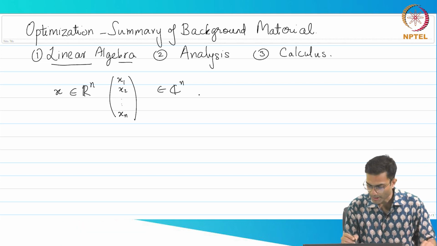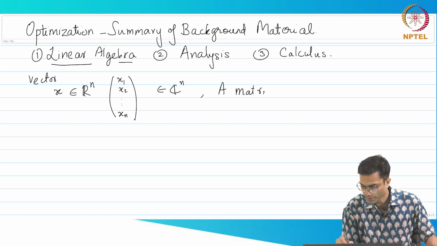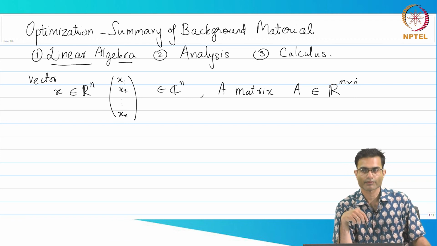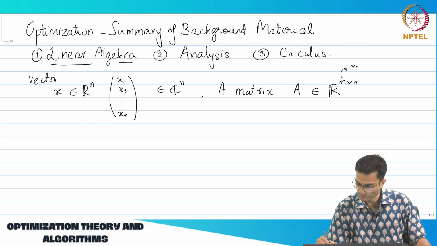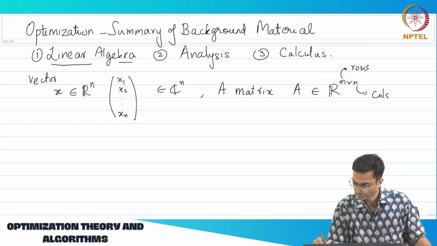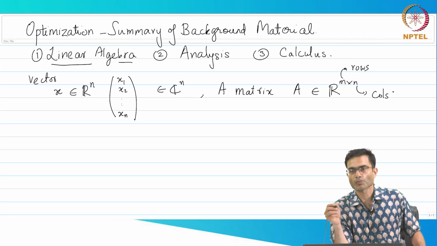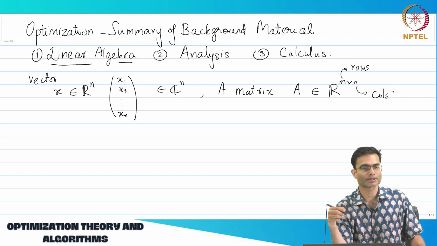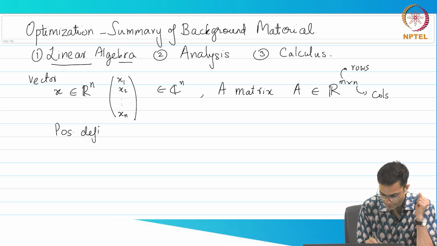Okay, a matrix. So this was a vector. A matrix, on the other hand, how do I represent? So I will write something like A belongs to R m by n, right? So when I write this, it should tell you that I have m rows and n columns, right? That's the usual convention. Okay. All right. Now there is one particular type of matrix that we will come across very often in this course. I will mention it over here, which is a positive definite matrix. Okay.